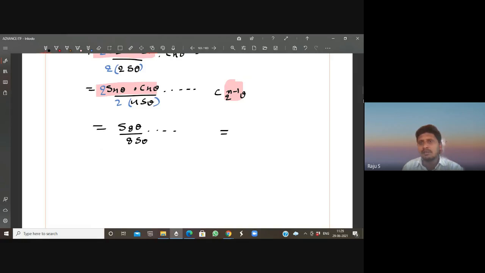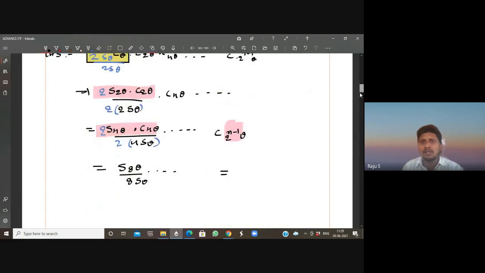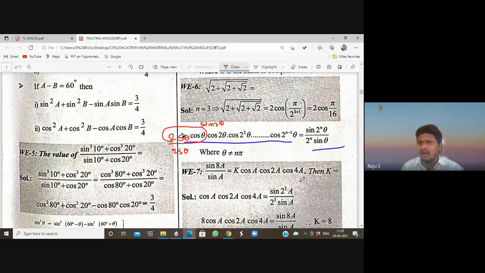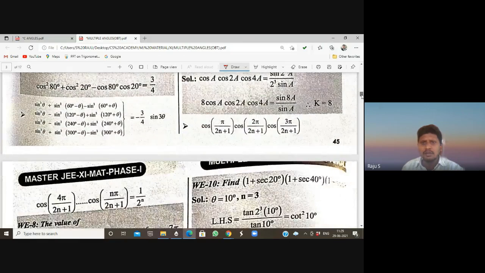Finally we are going to get sine of 2 power n theta, if we repeat this till n times. In the denominator, when you observe, it is just sine theta alone. Whenever we get 2 power n in the numerator, here also 2 power n. Here 8 by 8, 4 by 4, like that. So here also 2 power n by 2 power n. Like that you have to remember. Like all formulas, the proof can be derived.